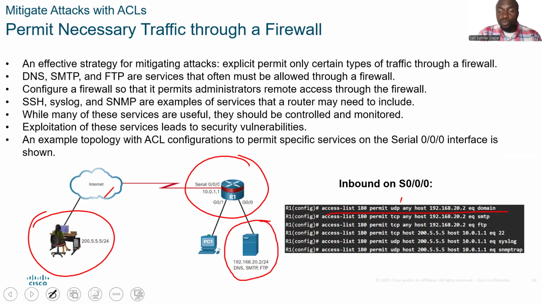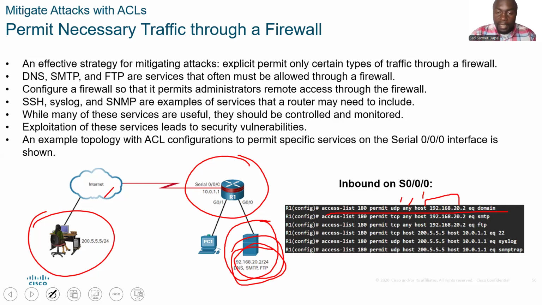It says permit UDP from any, so it's usually source and then destination. So from any source to a host, any source to this host here. What is this host? 20.2. 20.2 is this server. You see this server, we have configured it for DNS. So we are permitting any traffic to reach this DNS. That's what that one is saying.